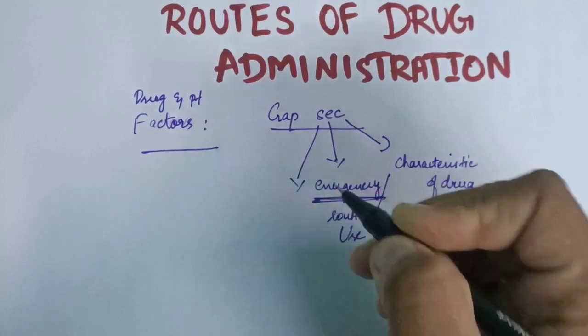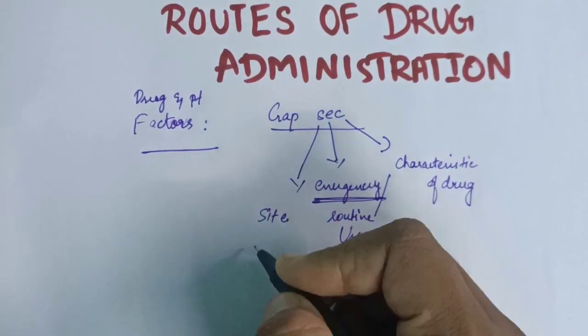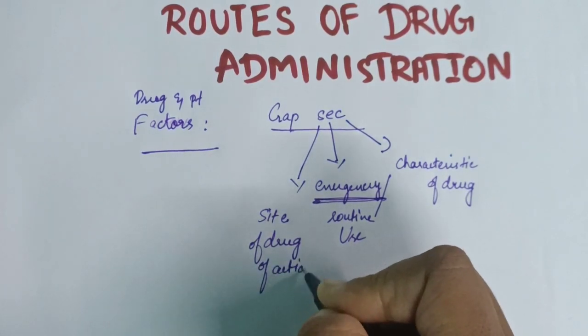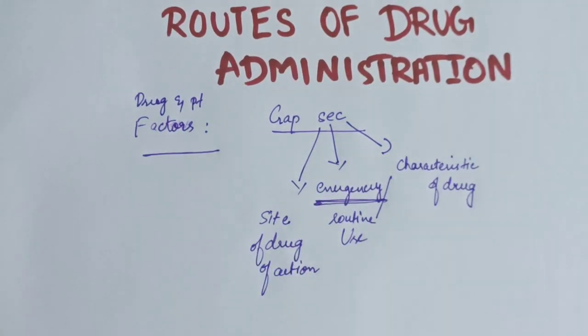The third one is the site of action of the drug. Whether you need the drug to be effective in a local area or a systemic area. In fever, you will give a tablet which acts systemically. In case of any rashes, skin disease or wounds, you will treat it locally, to the area which is wounded. So whether the drug should be used locally or systemically, that is the third point, the site of action of the drug.